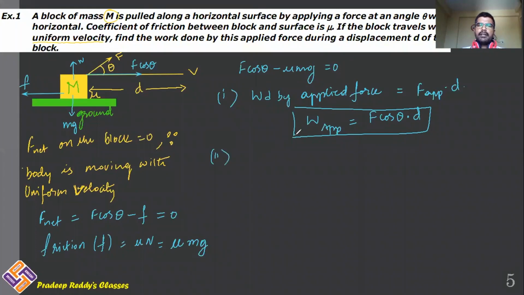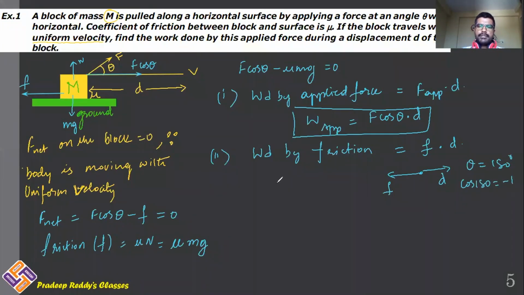Point number 2: here not only the applied force is doing work, friction is also doing work, that is in the opposite direction. Work done by friction is equal to frictional force into displacement d. But displacement d and friction are opposite to each other. Check it up. This is friction, displacement is on the right side. What is the angle here? Theta is equal to 180 degrees. What is cos 180? Cos 180 is equal to minus 1. That I can substitute here.